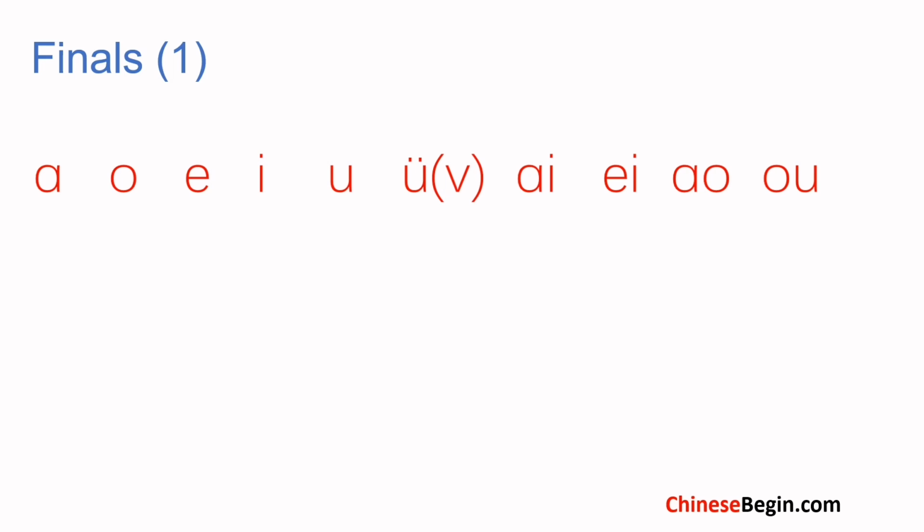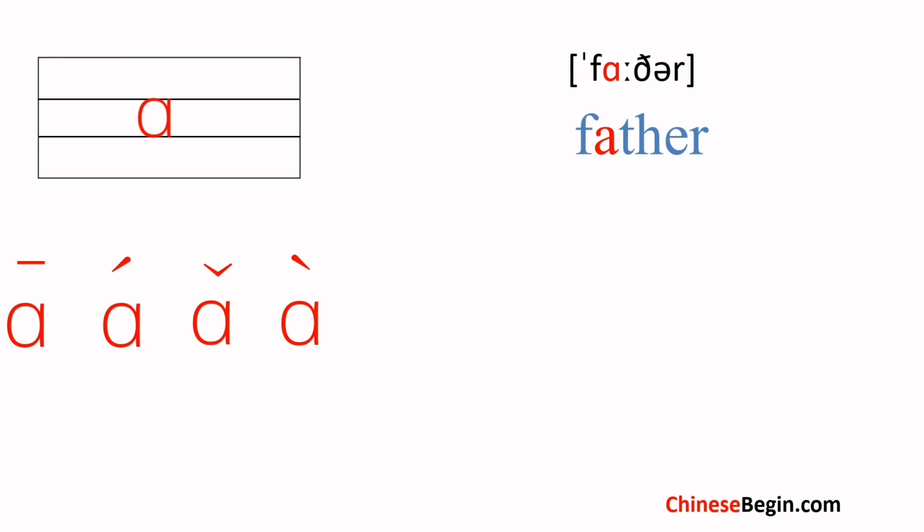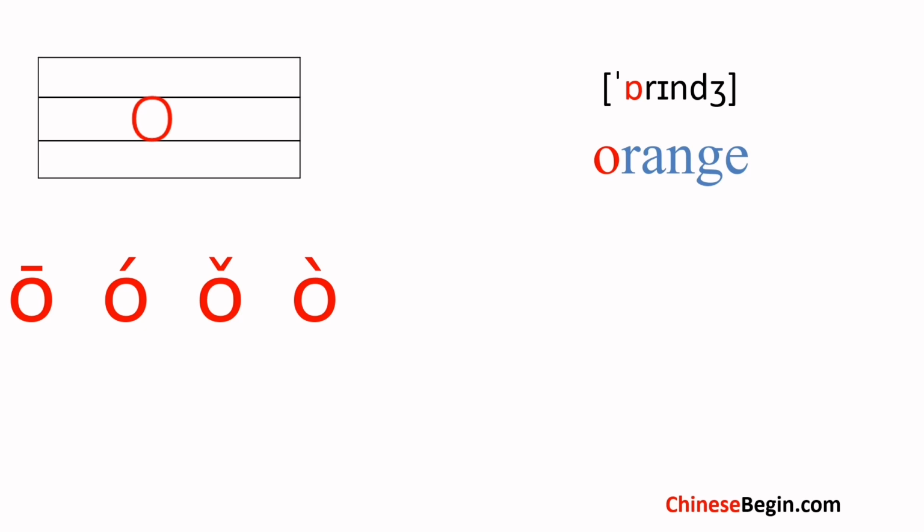Then let's look at the first single final. The first single final a, when we pronounce it, the mouth is wide open, the tongue is at its lowest, the lips are unrounded. It sounds like a of father, and it has 4 tones. Please read after me. A, a, a, a. The next final is o.